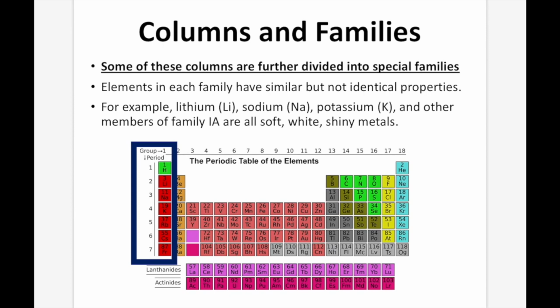So for example, lithium, sodium, potassium, and other members of family 1A are soft, white, shiny metals, and that includes all these guys except hydrogen. Hydrogen is not part of this family, even though it is inside group 1. It's inside group 1 because it also has only one valence electron, but it does not have a similar characteristic to all these red guys right here.